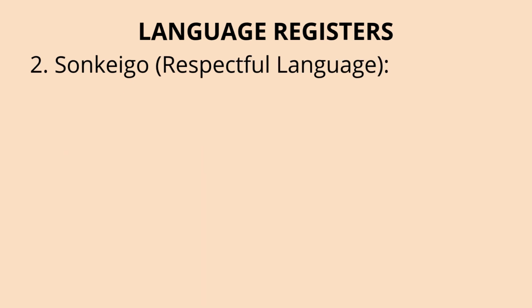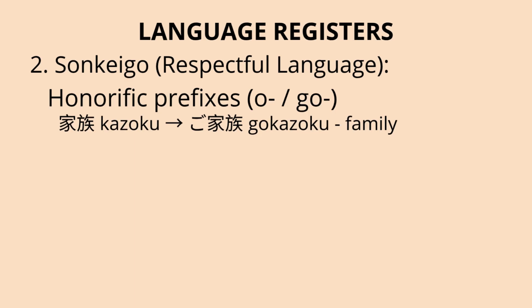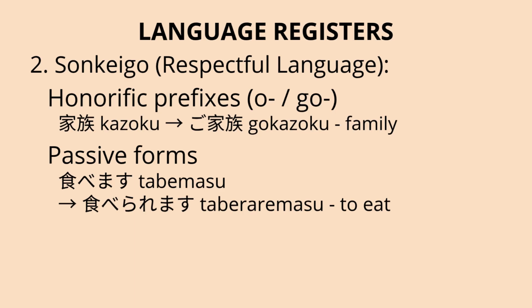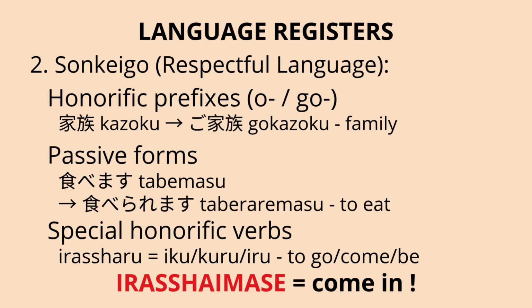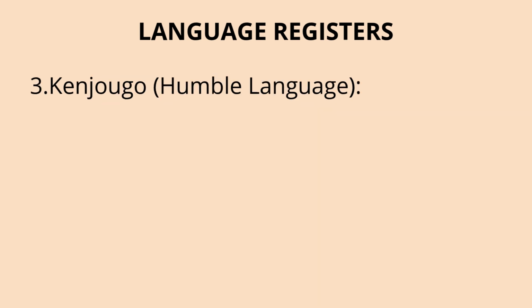Number 2. Sonkeigo, respectful language. It elevates the status of the person being spoken to or spoken about. It uses honorific prefixes like o or go, passive forms used honorifically, but also special honorific verbs like irasharu replacing iku, kuru, and iru, respectively meaning to go, to come, to be. If you've been to Japan, when you enter a shop and they say irasshaimase, it's literally the polite form to say come in.